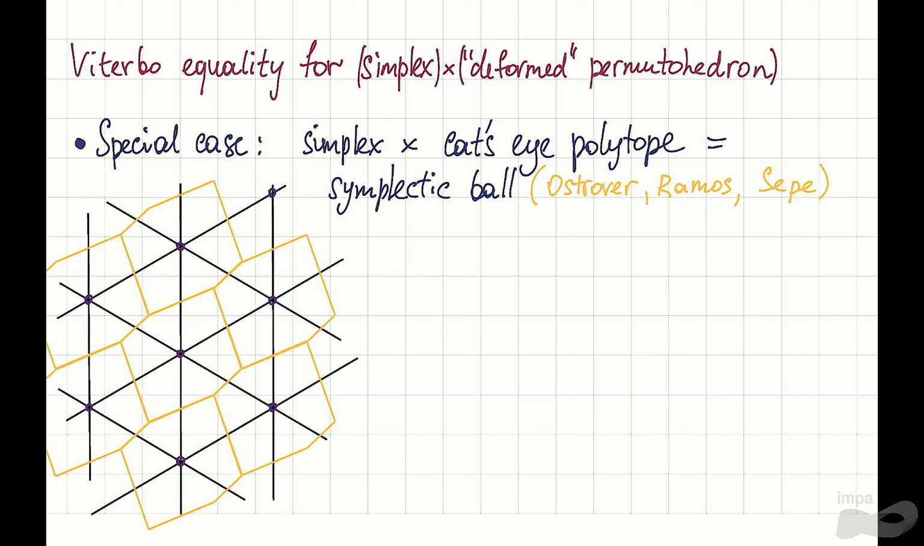We had this theorem of Jeroen, Vinicius, and Daniele, that a simplex times a certain generalized rhombic dodecahedron, which I prefer calling, in dimension n, the cat's eye polytope, is a symplectic ball. You can ask me why after the talk. But it's just one distinguished polytope out of this roughly n squared over 2 dimensional family.